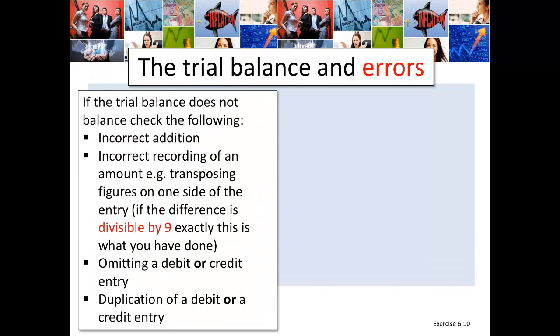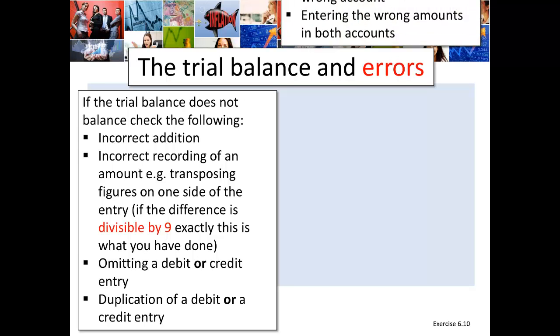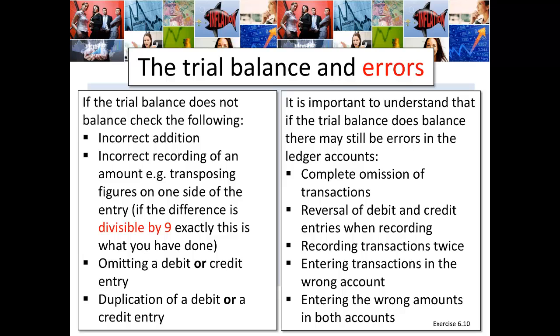Now, if you find an error with your trial balance, then there are certain things that you need to check. Check your addition. Check the recording of an amount, so that's transposing figures on one side of the entry. If the difference is divisible by 9, that's a quick check that that's what you've done. Now it's quite easy to omit a debit or a credit entry, and it's quite easy to double up, duplicate a debit or a credit entry. So those are the first things to check.